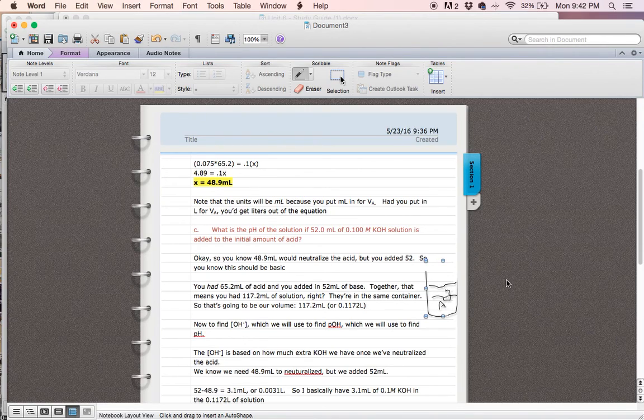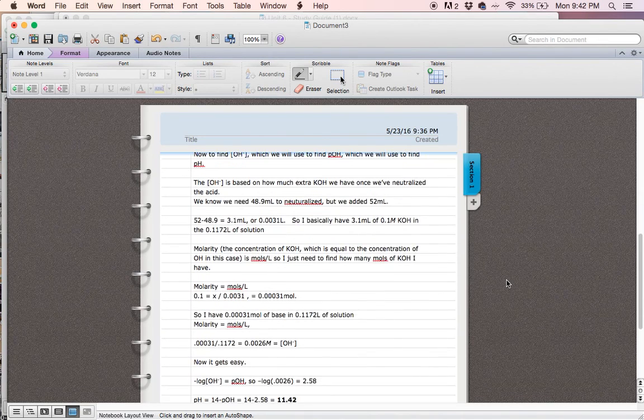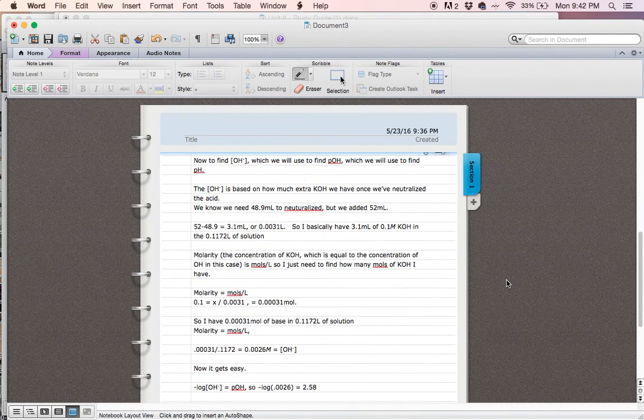Okay, well, those two things combine. And when those two things combine, they still fill up the same amount. I'm just mixing them in a container. So the volume is just the 52 milliliters of base plus the 65.2 milliliters of acid I was given in part 1. And I combine them together and I get 117.2 milliliters, which is actually 0.1172 liters because liters are way more useful in molarity calculations, and that's what we're going to be doing. My basic strategy is going to be to find the hydroxide ion concentration because I can find pOH from that. And if I can find pOH, I can find pH.